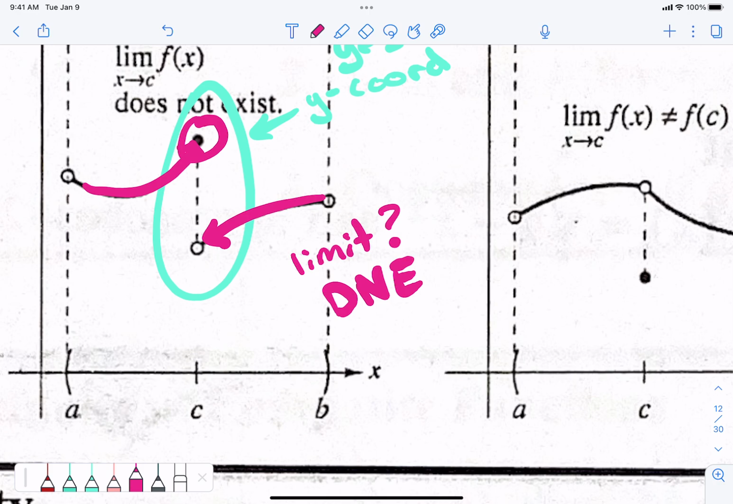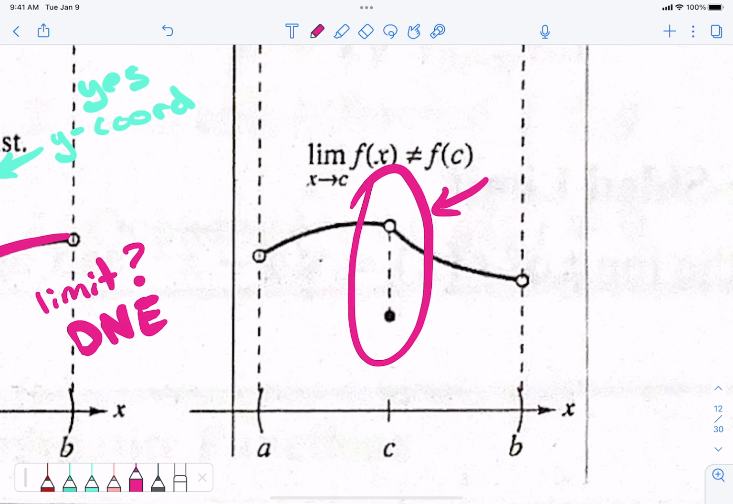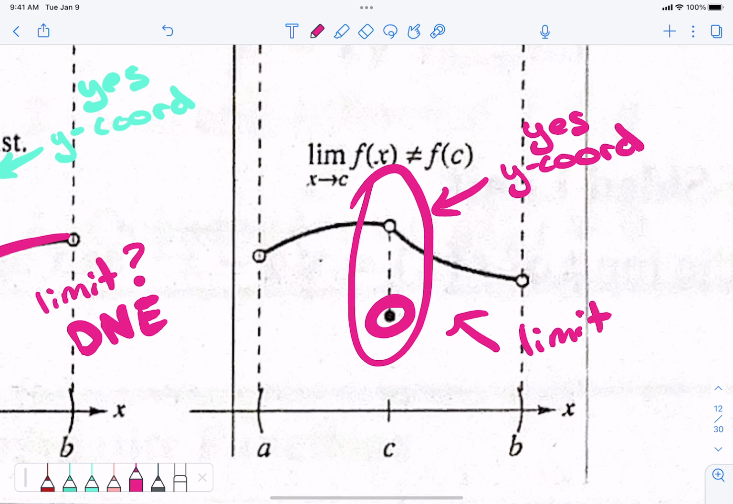Good? Let's go to the third one. Okay. At this place, do I have a y coordinate? Yes, you do have a y coordinate. Where is it located? Whatever this dot is right here, right? Does it have a limit? Yes, it does have a limit.